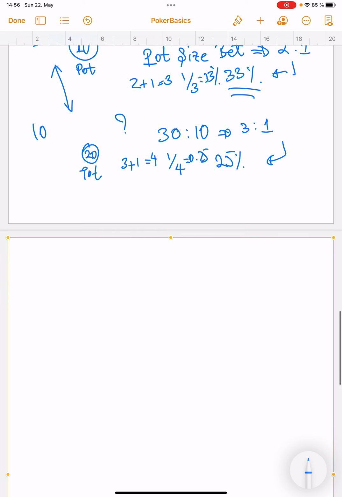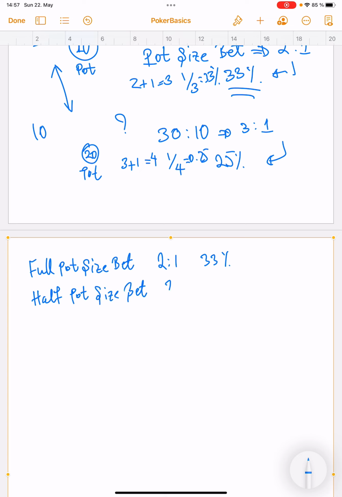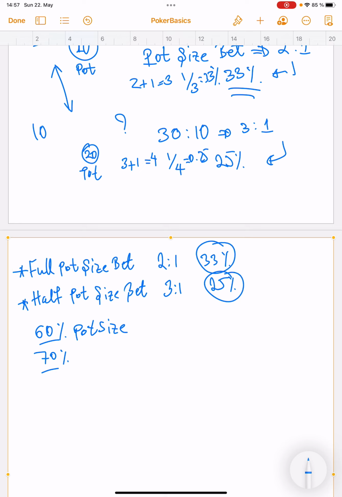But basically, you need to know that the full pot size bet will be 2-1 or 33%, and a half pot size bet will make it 3-1 or 25%. So if, for example, the guy bets like 60% or 70%, then you don't need to calculate this in terms of pot size. You already know that the half will be 25 and the full will be 33. So 60 and 70% for sure will lie somewhere in between 33 and 25.